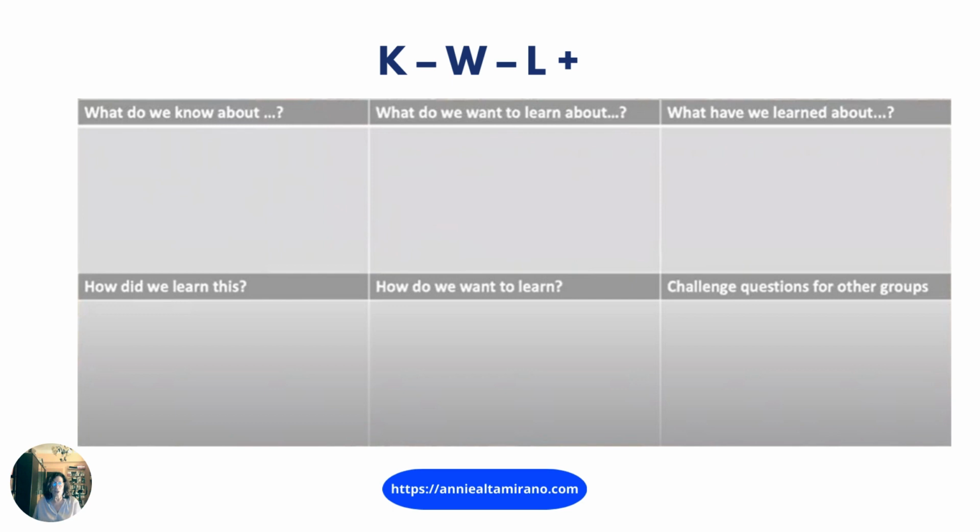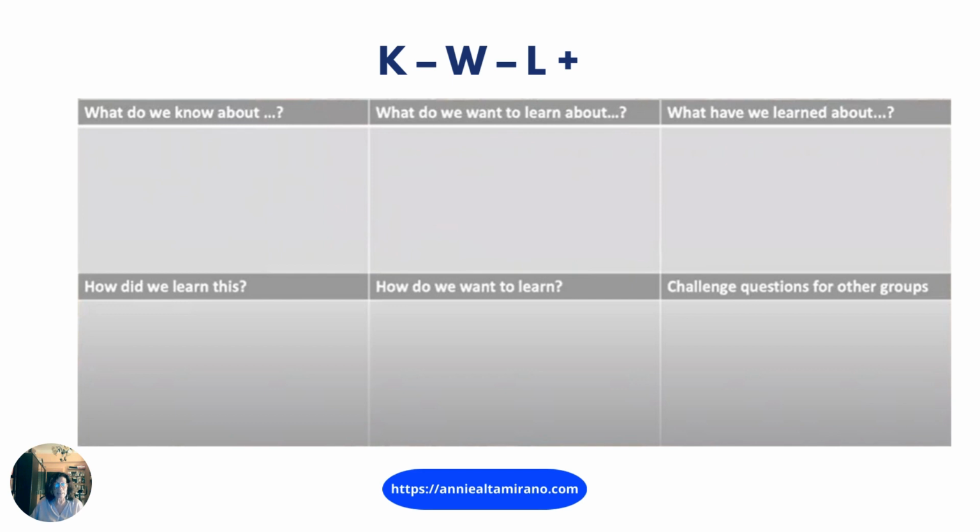KWL charts are some of my favorites. You can use them at the beginning of a unit and then at the end of the unit, and they help you find out what the students know about the topic, what they want to learn about the topic, and at the end of the lesson, you can check what they have learned. This is the very basic layer.